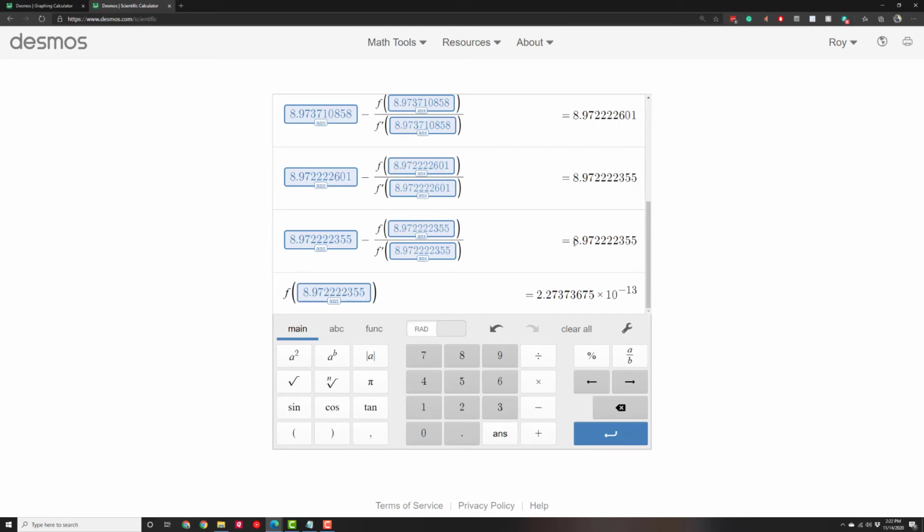So the answer is the point 8.972222355, and the y value is 2.27 times 10 to the negative 13th. That is not 0, actually. It's close, though. But yeah, that's the answer to that question. Very, very fun question. All right, that does it for this video, and that does it for Newton's method.